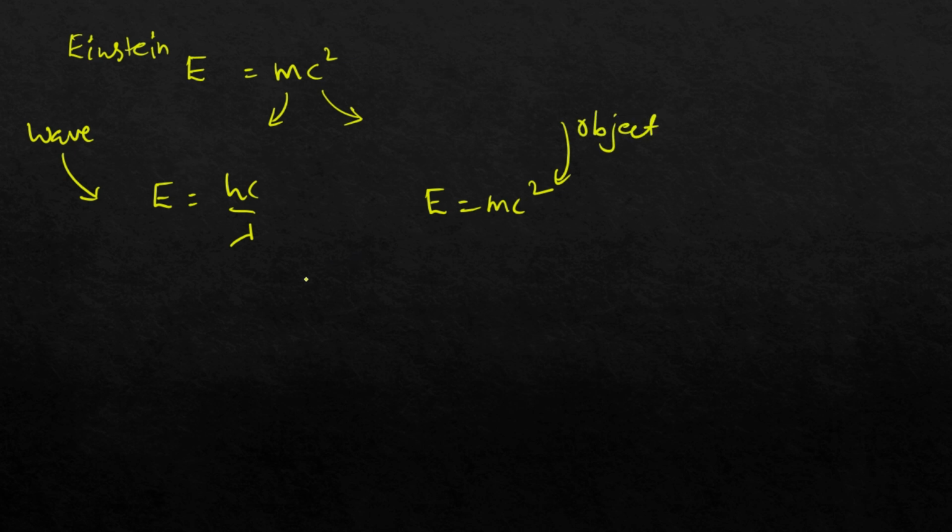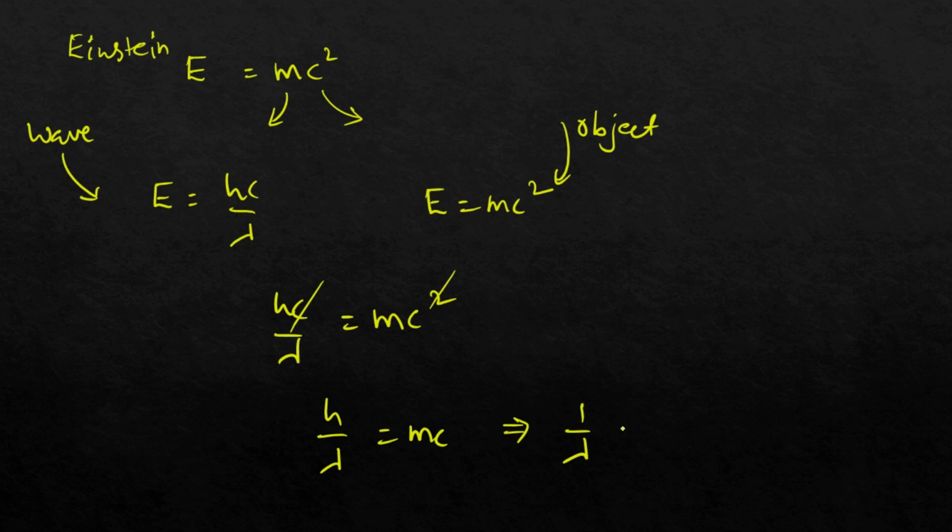This is for the wave, and this is for the object, whatever the object. Both are energy terms only, so we can equate hc by lambda equal to mc square. C gets cancelled. H by lambda will be mc. Next, 1 by lambda will be equal to mc by h, and lambda will be equal to h by mc. The wavelength associated with the photon will be equal to h by mc, because I'm applying it for the light photon.